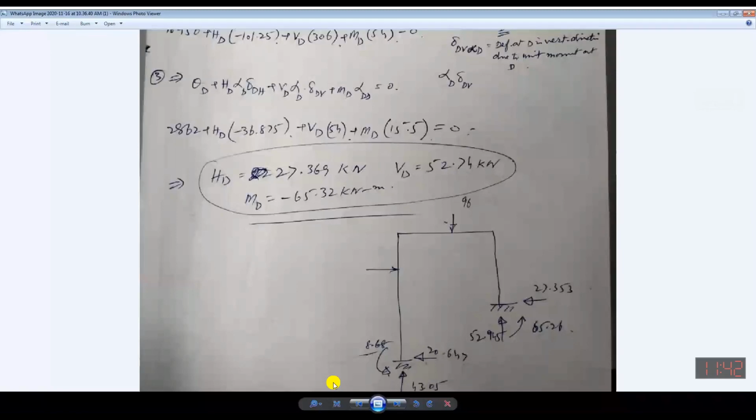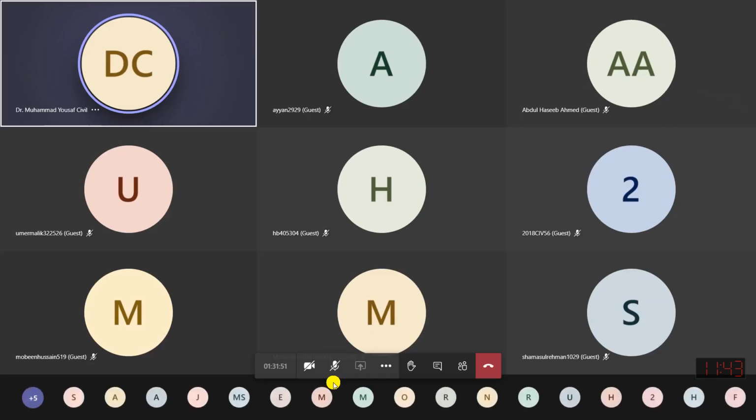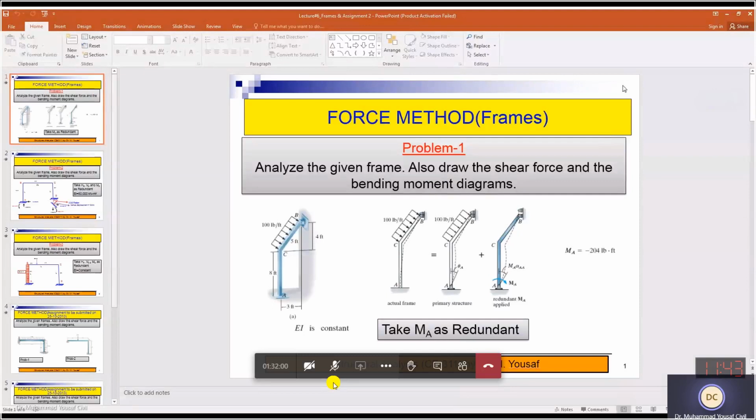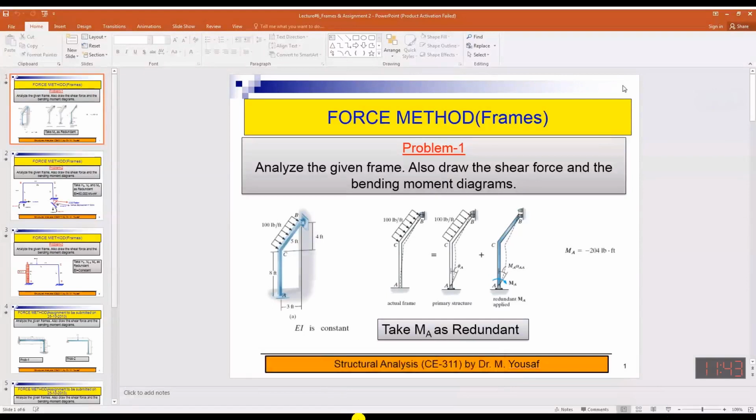So this is all regarding this numerical. Similarly, you will be sharing something else. Now this is another numerical. You need to draw it. This one. Everybody must draw it.